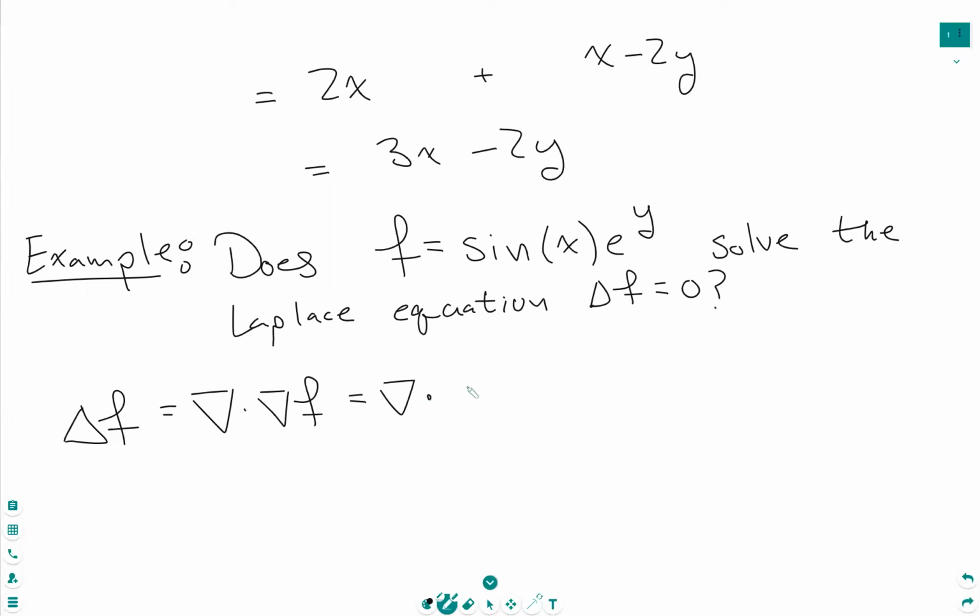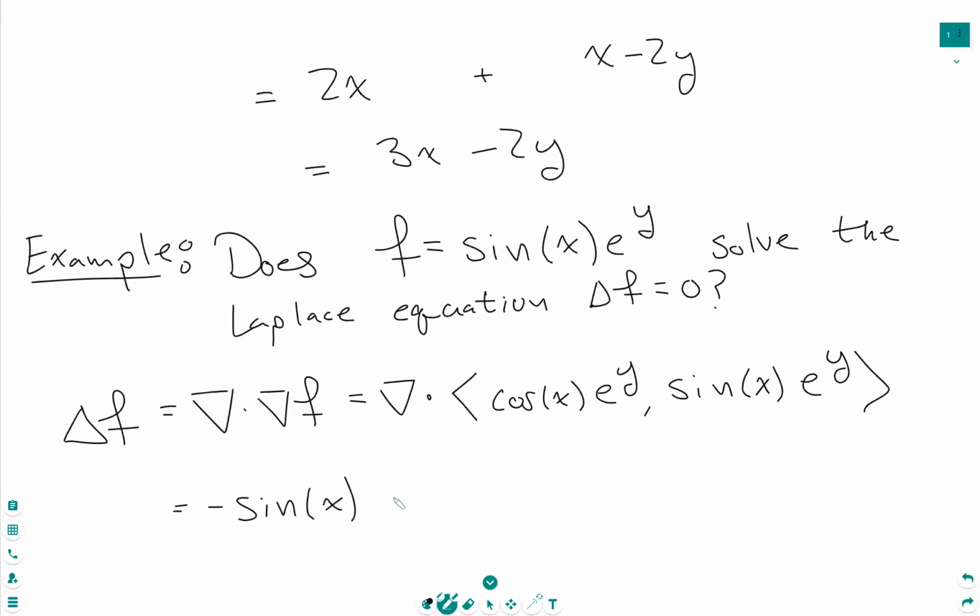So let's go ahead and take the gradient first. So this del dot, and our gradient here, so we take an x derivative, we get cosine of x e to the y. And then we take a y derivative, we get sine of x e to the y. So then we take the divergence of this new vector function. So that means we take an x derivative of this, which gives us negative sine of x e to the y, plus we take a y derivative of this, we get sine of x e to the y. And of course, these two things cancel. They're just negatives of one another. So it ends up looking like this function does satisfy the Laplace equation, that the Laplacian of f is equal to 0.